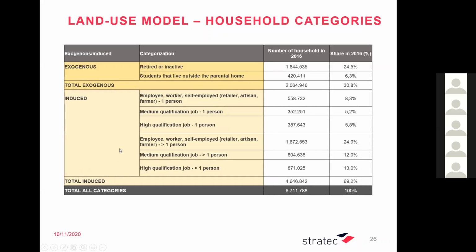The induced households, we have defined as households with at least one active person, which means one commuter, because usually this assumption is made that they will be more sensitive to accessibility changes than students. The exogenous ones are households with only students, students living outside the parental home, or households made up of only retired or inactive people. These 6 types of households are subdivided according to the number of persons, one or more than one, and according to the socio-professional level or qualification of the reference person in the household.